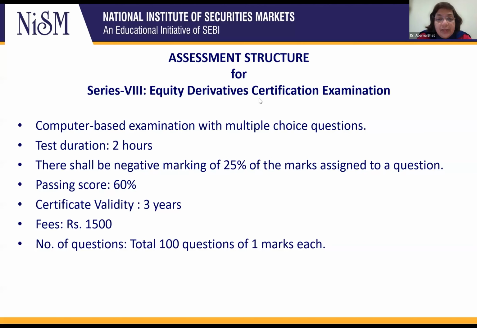And what is the structure of this exam? So basically it is a computer based exam with multiple choice questions, and the duration is 2 hours, and there is negative marking of 25% of the marks assigned to a question. So if it's a 1 mark question and you get it wrong, then you lose 0.25 marks. And you are required to score at least 60% to pass this exam. And once you pass it, you get a certificate which has a validity of 3 years. Now there's a fee of 1,500 for this exam, and it will have a total of 200 questions. Okay, so that's the structure of the exam.